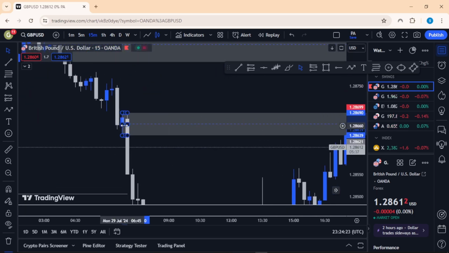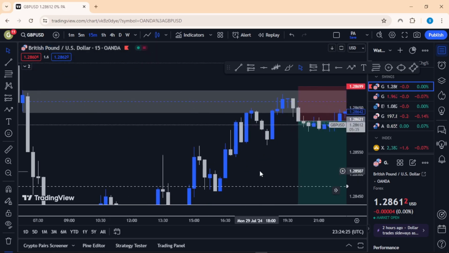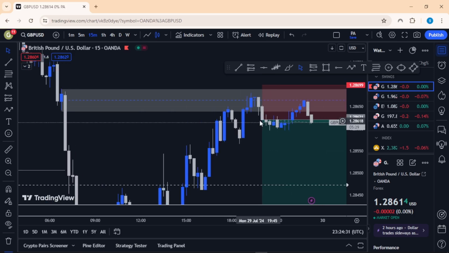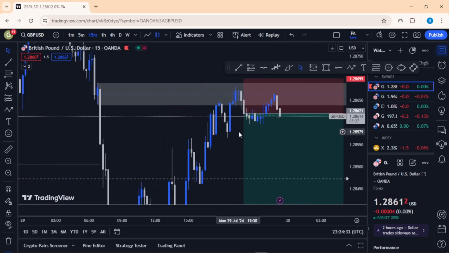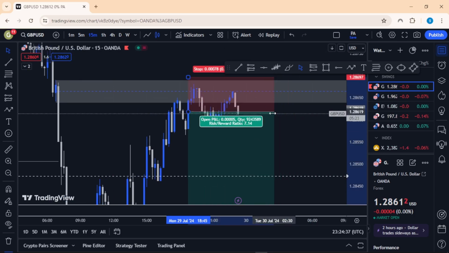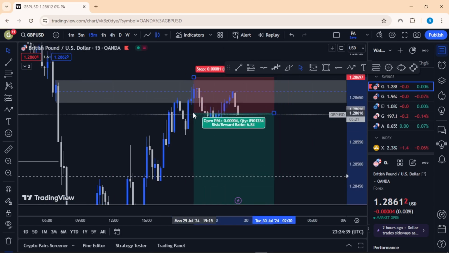This blue candle here is my supply candle. You can see the market tapped into it. I waited for it to give me this push to the downside, and then I got in at the close of this candle here. Let me just fit it in. So yeah, the close of this candle is my entry.